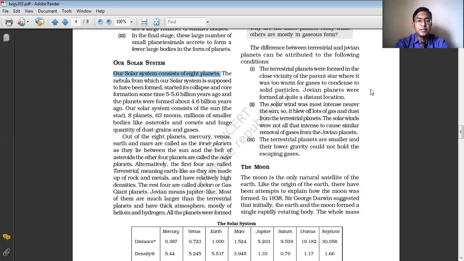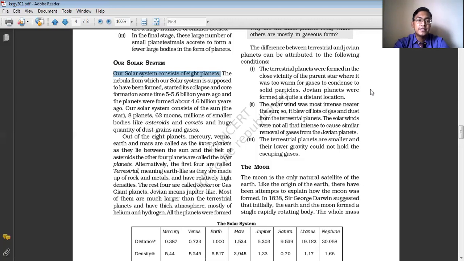Like in my previous class, I told you what a nebula is. A nebula is actually a clump of gas, basically hydrogen gas mixed up with dust and all. The nebula which formed our solar system started its collapse and it led to the formation of a core around 5 to 5.6 billion years ago, and after that, around 4.6 billion years ago, the planets of our solar system came into existence.